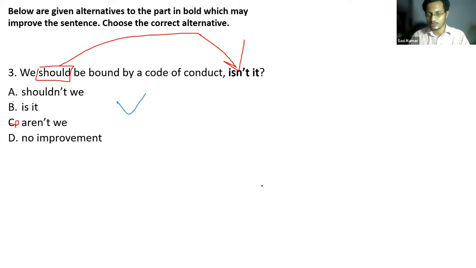Okay, someone is typing something for me. Let me check. Said in question, you used one of the words in a phrase or sentence. Example, short. Isn't she? Yes. We should be bound by a code of conduct. Isn't it? That's wrong. Shouldn't we?